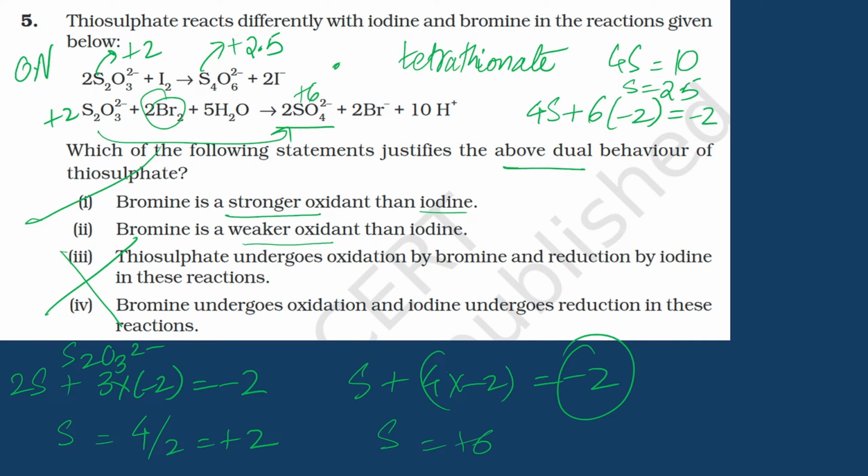Thiosulphate undergoes oxidation by bromine and reduction by iodine in these reactions. Thiosulphate undergoes oxidation by bromine. No, it also undergoes oxidation by iodine, right? So it's not reduction. That's why this one's wrong. Bromine undergoes oxidation and iodine undergoes. No, both of these undergo reduction, right? अगर ये oxidizing agent है, then खुद reduce हो जाएगा. Yeah, bromide बन रहा है इधर, iodide बन रहा है. So that's why these two are wrong. But hey, as I told you, you gotta be smart about this.